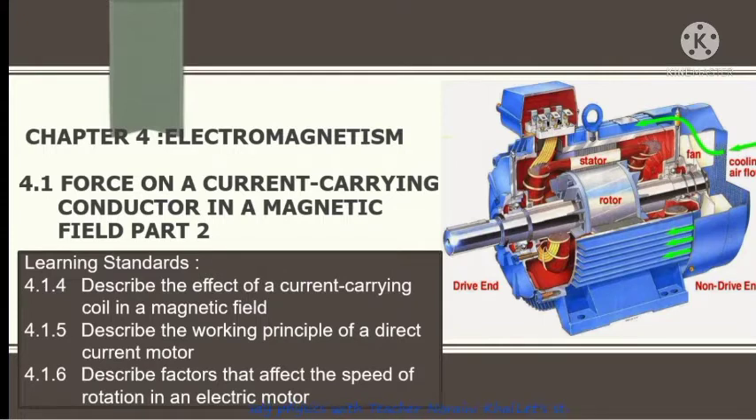Today we continue 4.1 Force on Current Carrying Conductor in Magnetic Field, Part 2. In this video, I will discuss three learning standards. The first one describes the effect of current carrying coil in magnetic field. The second one describes working principle of a direct current motor. And the third one describes factors that affect the speed of rotation in an electric motor.